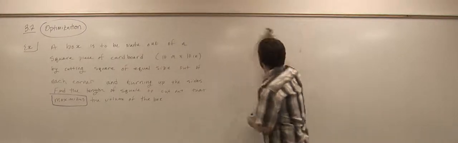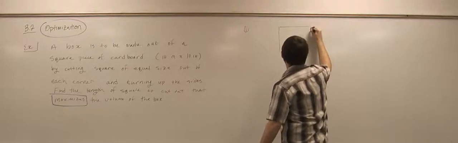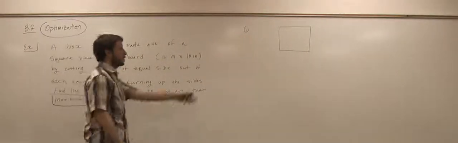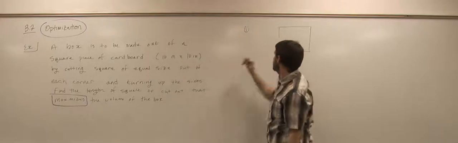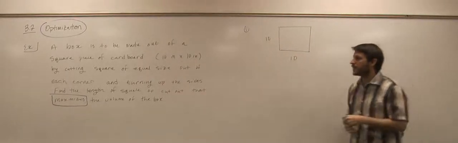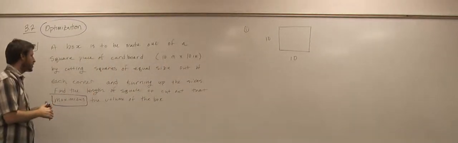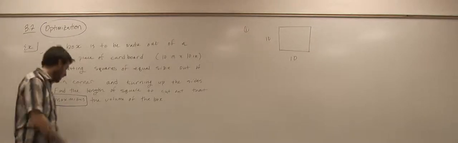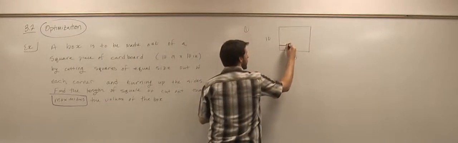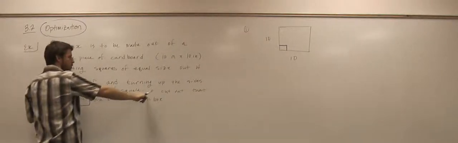So first we got to make sure we understand what's going on. Let me draw you a picture. A box is to be made out of a square piece of cardboard. Okay, this is a square. It's 10 inches by 10 inches, so this is 10, this is 10. By cutting squares of equal size out of each corner. So out of each corner, you're going to cut a square. Now we don't know how big it is because that's what the question is. Right? The question is find the length of the square to cut out.